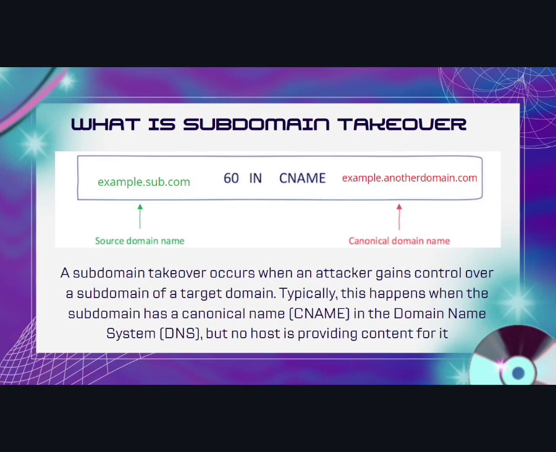Although anotherdomain.com gets expired, the CNAME record is not deleted from example.com. That's the main reason the attacker can register anotherdomain.com, and the attacker will have full access over example.sub.com, and as long as that DNS record is present, the attacker can exploit it.